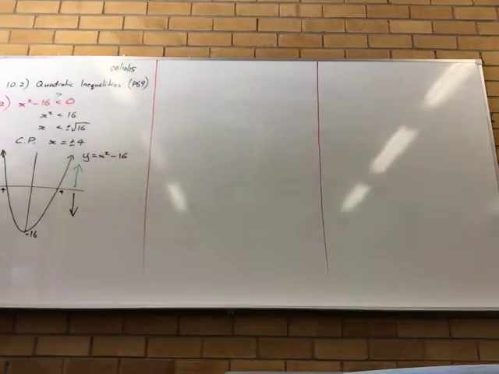So, any ideas how I'm going to write my answer there? Okay, what x values is the graph below the x-axis?